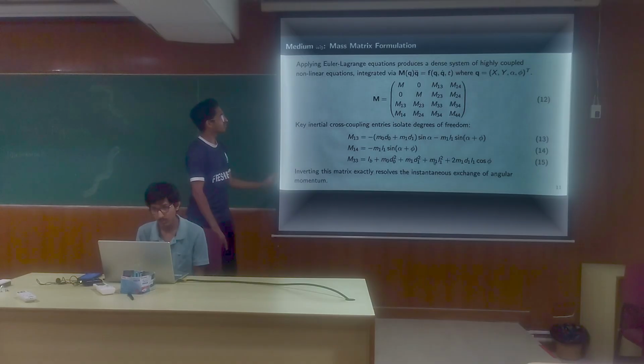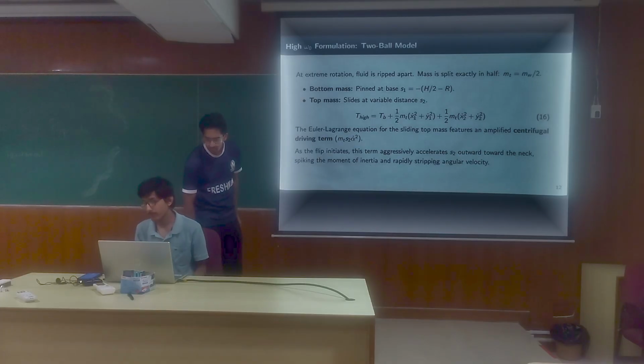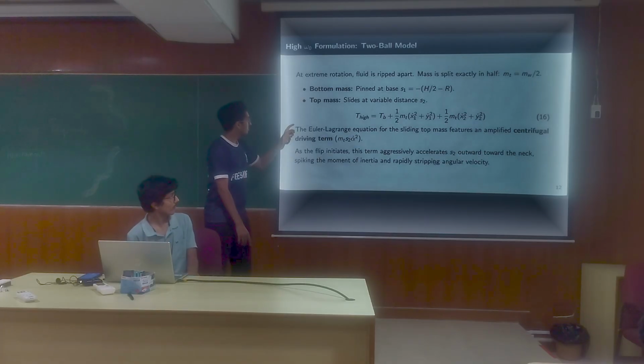M naught is a function of force. And by solving this, like taking the M inverse to that side, we can find Q W naught. This is the Lagrangian for the small model.